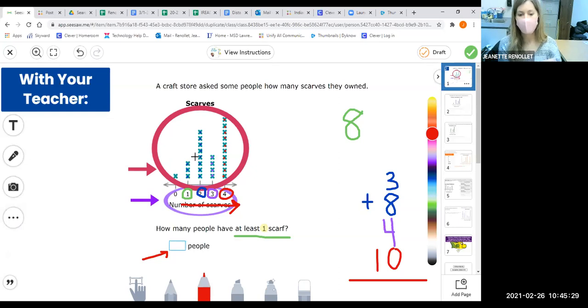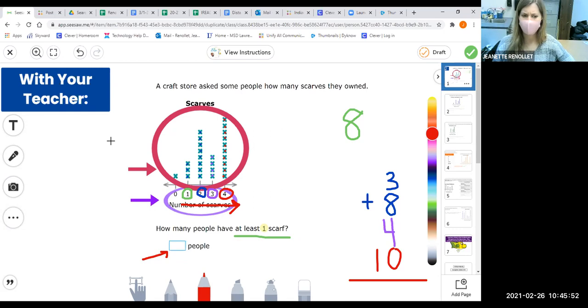3 people have 1 scarf. 8 people have 2 scarves. 4 people have 3 scarves, and 10 people have 4 scarves. So how many people have at least 1 scarf? I see 3 hands that are ready to share out the sum. Thank you so much. Haley, go ahead.